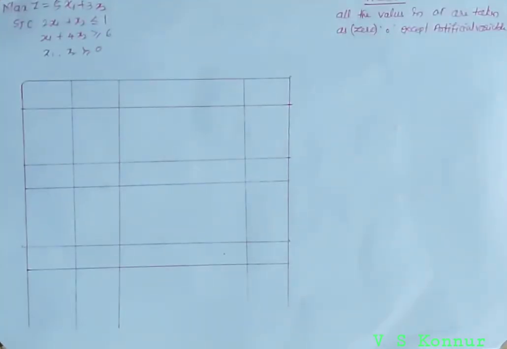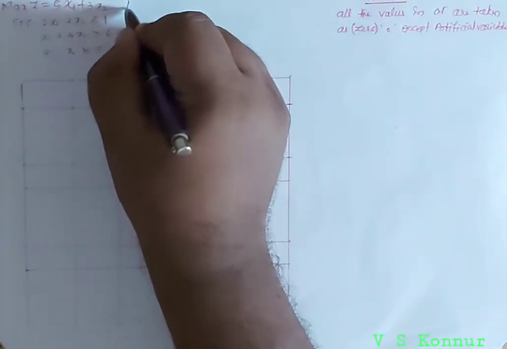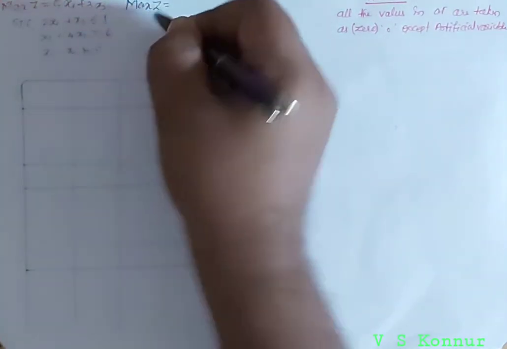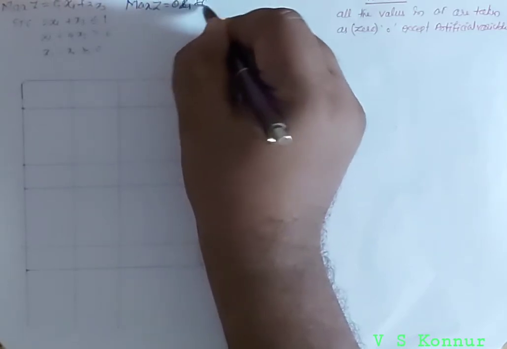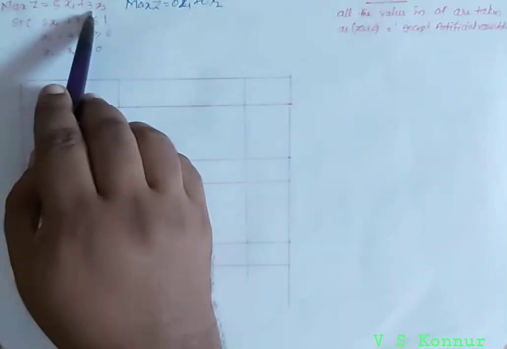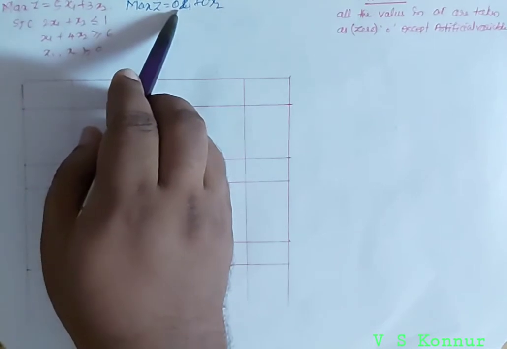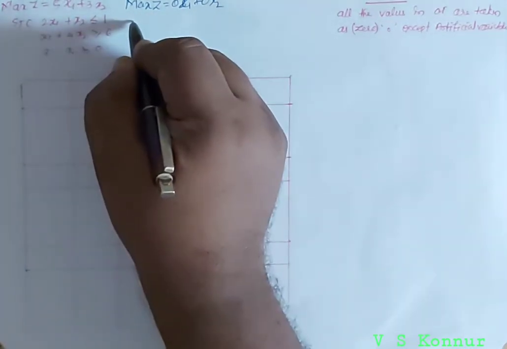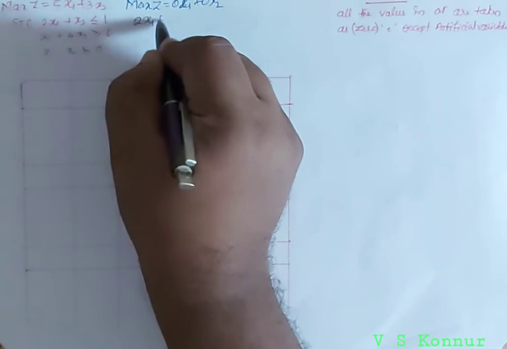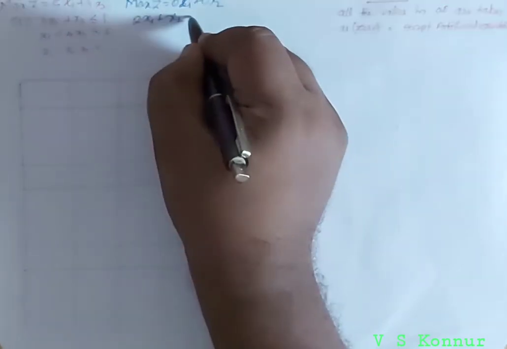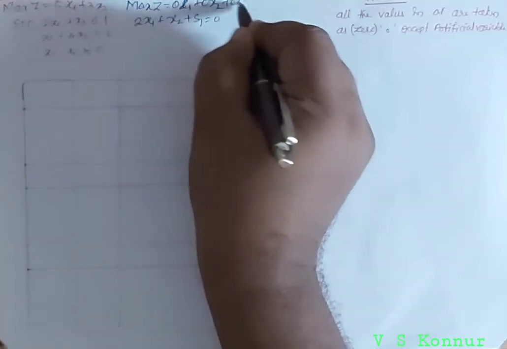One more problem on two-phase method. So max of z is equal to 5x1 plus 3x2 subjected to the constraint 2x1 plus x2 less than equal to 1, x1 plus 4x2 greater than equal to 6, x1 comma x2 greater than equal to 0. Now in phase 1, max of z is equal to 0x1 plus 0x2 will be considered. All the coefficients of x1 and x2 are considered as 0 in the first phase, and then 2x1 plus x2 less than equal to is there, plus s1 plus 0s1.